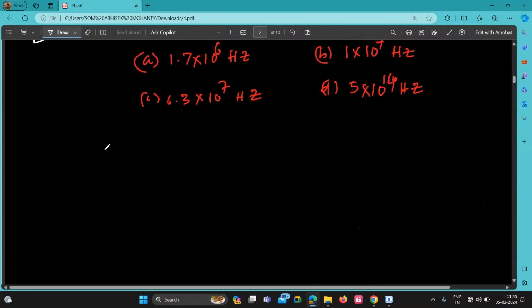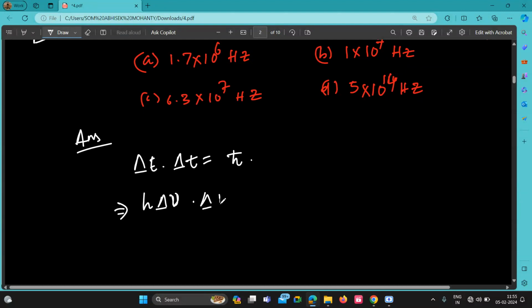So here, how will we do it? We know Heisenberg's uncertainty principle. Del E into del t is equal to h cross, right? Del E can be written as h del nu, so h del nu into del t is equal to h cross.